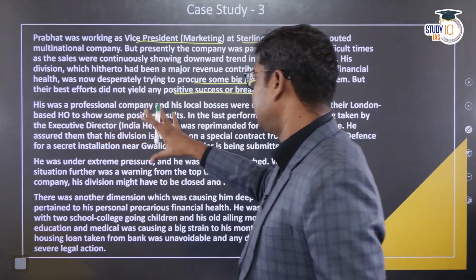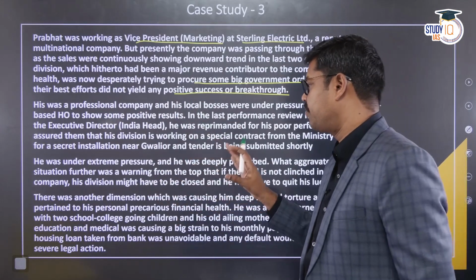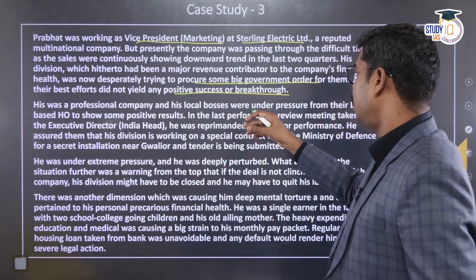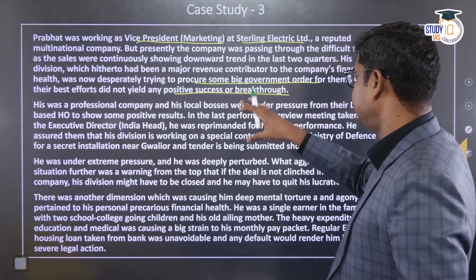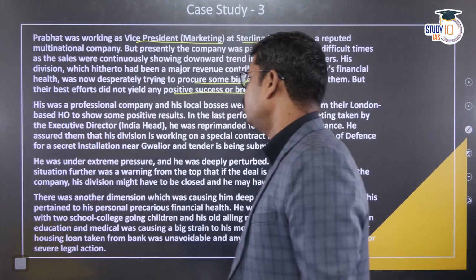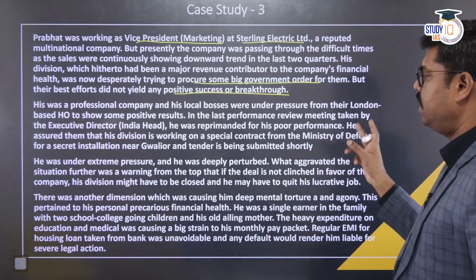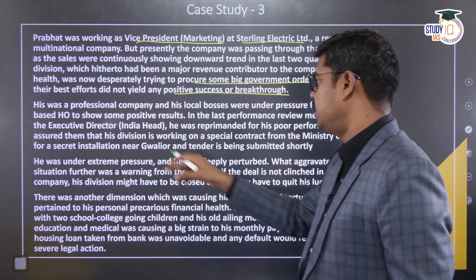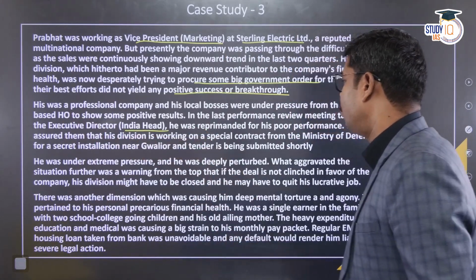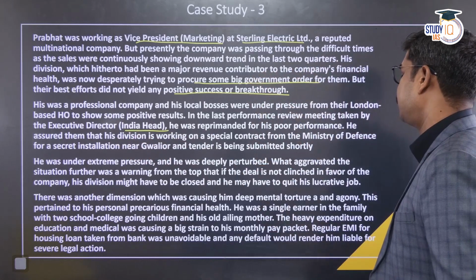His was a professional company, and you know that private companies look for profit. His local boss, meaning the India head, was under pressure from the London based headquarters to show some positive results. In the last performance review meeting taken up by the executive director, that is the India head, Prabhat was reprimanded for his poor performance.